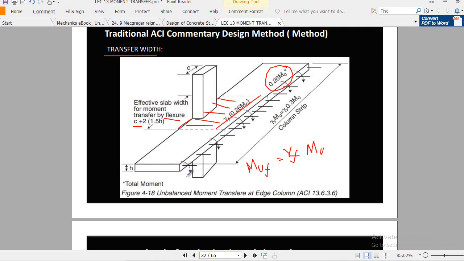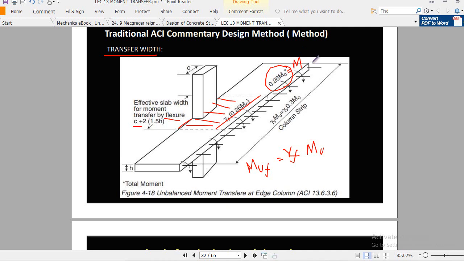Not in the total column strip width. It acts only in this transfer width, and you have to add this with that moment. But remember, that moment should be determined in this width, because of the moment which we got by using this equation, right, this one.